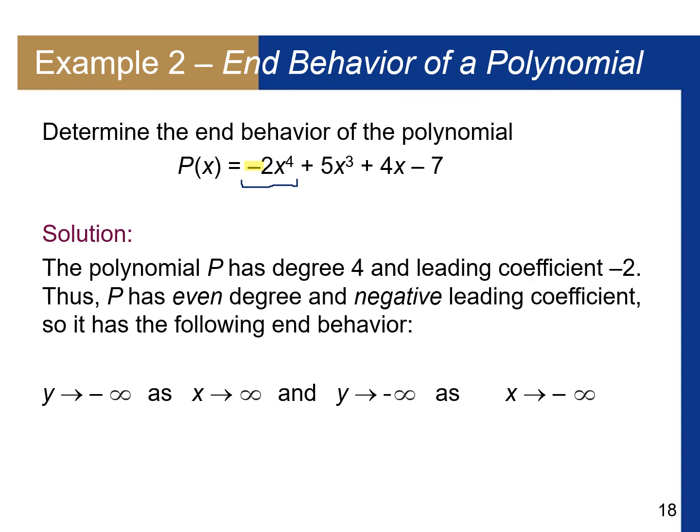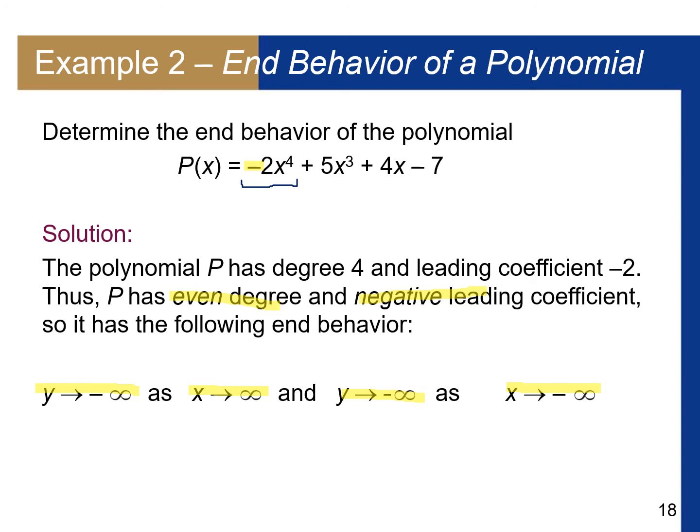So the polynomial has a degree of 4. The degree is the highest exponent. The leading coefficient is negative 2. So it has an even degree and a negative leading coefficient. So, starting with the x, it makes more sense: as we travel to positive infinity, my y values are going to be going to negative infinity. And as I travel on my x to negative infinity, my y values will also be going to negative infinity.